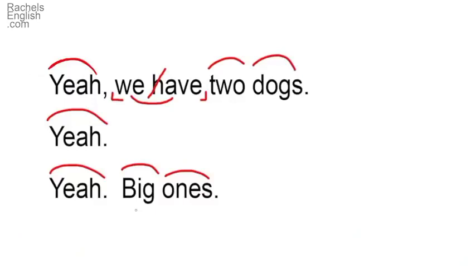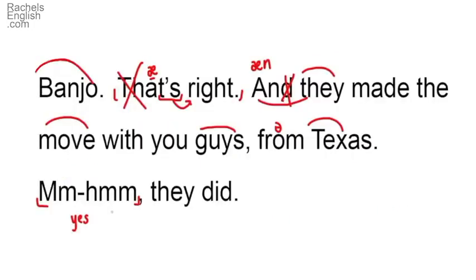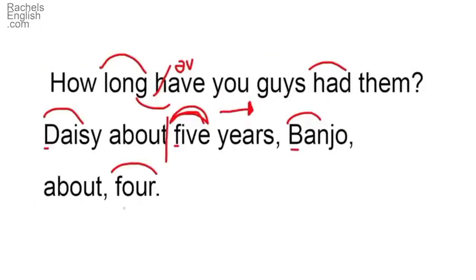Yeah, we have 2 dogs. Yeah. Yeah, big ones. Big dogs. Okay, Daisy and let me see if I can remember. Oh, I can't. Banjo. Banjo. That's right. And they made the move with you guys from Texas. They did. How long have you guys had them? Daisy about 5 years, Banjo 4.